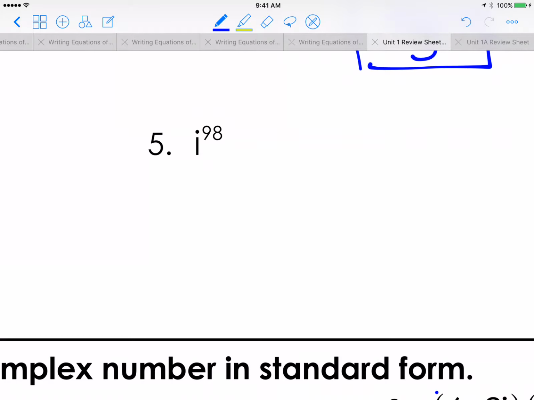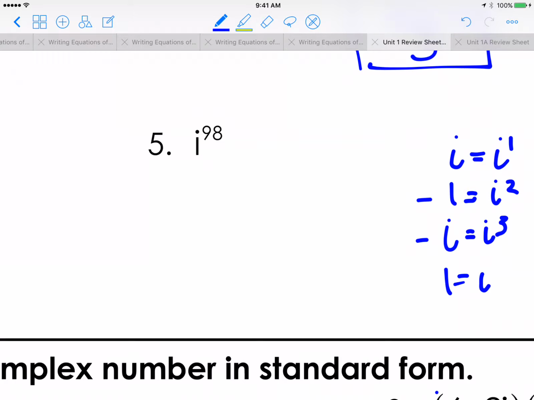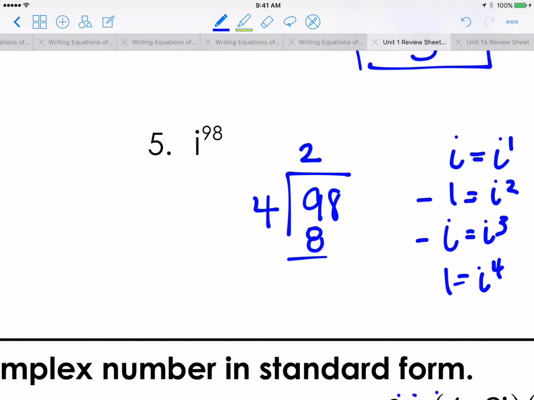Let's divide. So remember, i to the 1, negative 1 in the middle. So this is equal to i to the first, i squared, i to the third, i to the fourth. So now 98 divided by 4. How many times will 4 go into 9? Well, hopefully you would say 2 times. So 2 times 4 is 8. So subtract, bring down your 8.